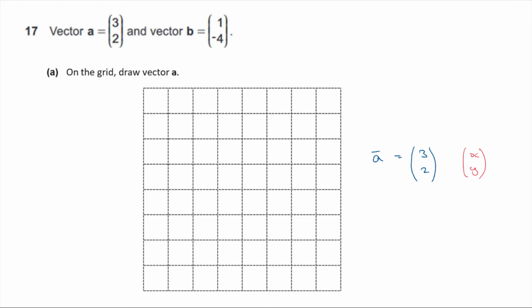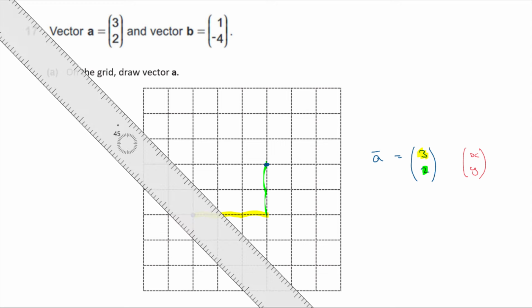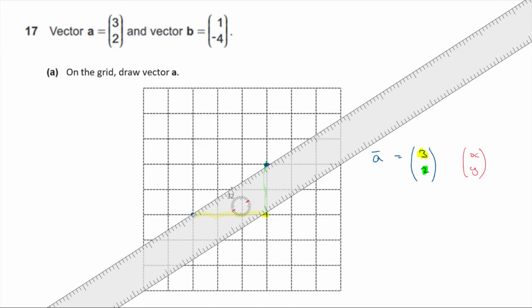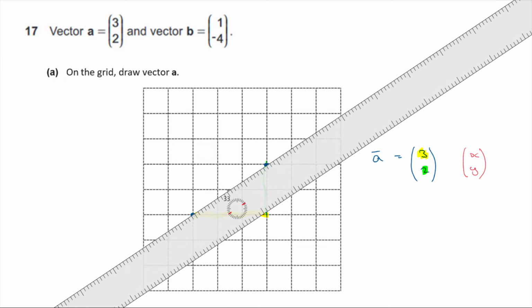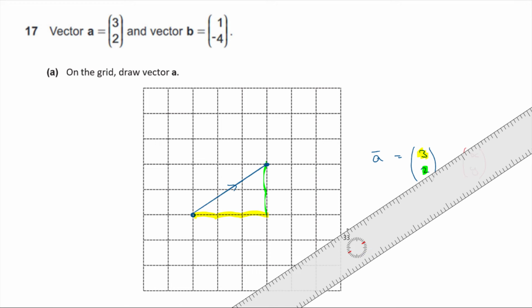So if I want to draw a vector, you just need to pick a starting point on your grid paper like that, and then 3 followed by 2 means I'm going to go 3 units in the direction of x, 1, 2, 3, and I'm going to go 2 units up, 1, 2. So that's going to take me to this point here. Okay, so the vector A is the straight line that joins those 2 points together. So I'll just get my ruler out and draw that line on. Then that is the vector A.